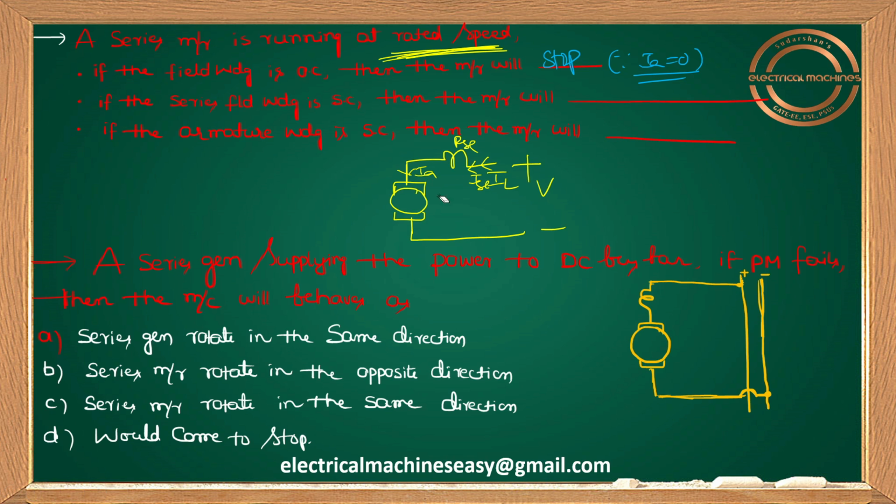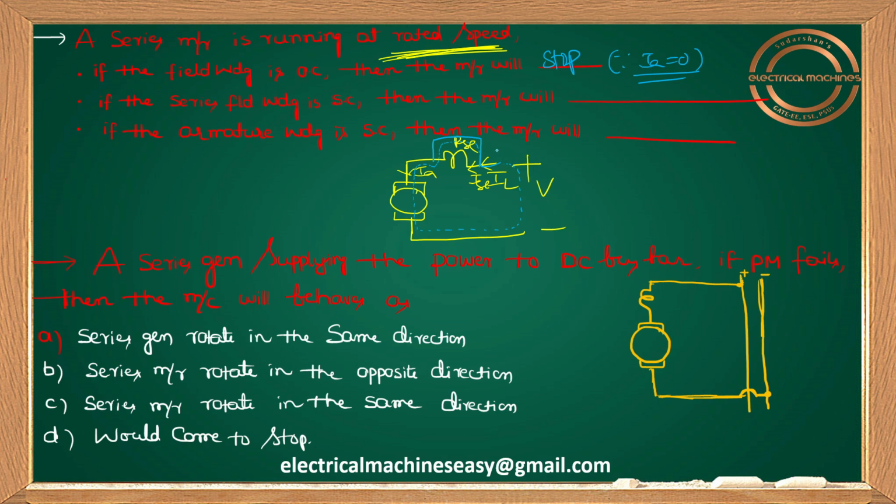Next, if the series field winding is short circuited, let us answer this question. Let me provide a short wire across the series field winding. Now tell me the answer. Whatever current is coming here, this ISC will not enter the series field winding. It will bypass through this short wire, and once again it diverts into your armature. So it will take a path like this.